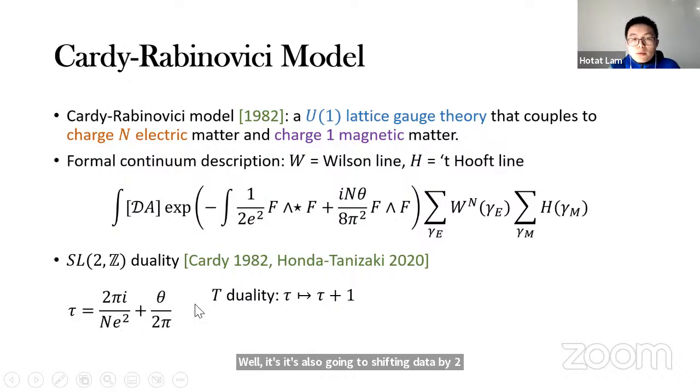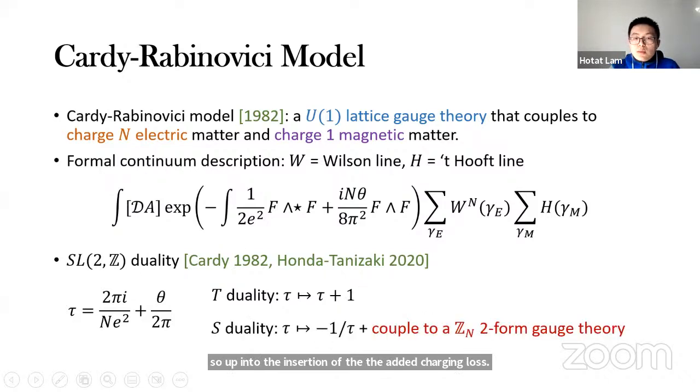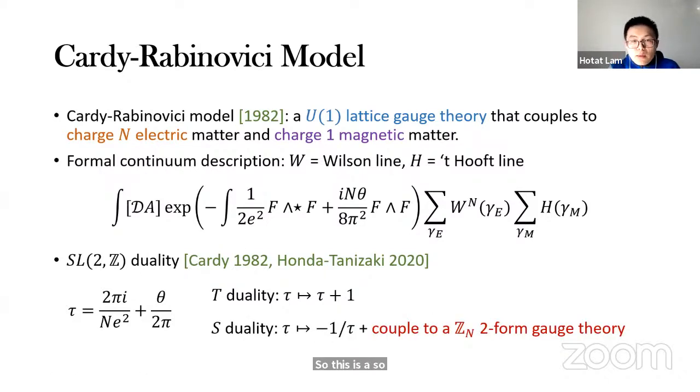So this is a duality because if we shift theta by 2 pi, because of the Witten effect, the 't Hooft line is shifted by charge and Wilson lines, and the charge and Wilson lines can be absorbed into the insertion of the other charge and Wilson lines. So this is a duality. So another duality is the S duality, which comes from the electromagnetic duality.